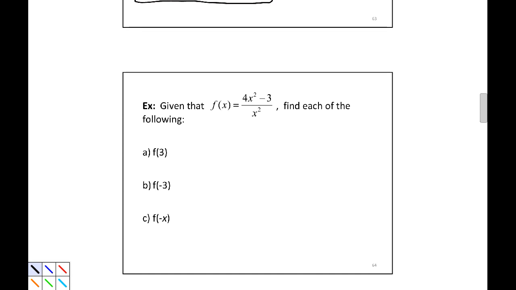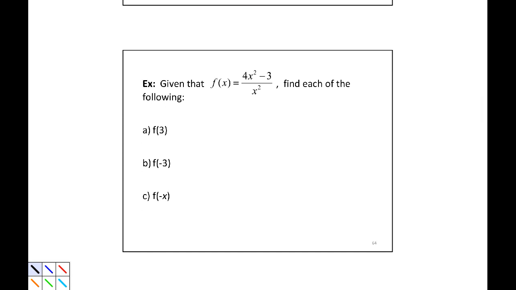Last example we have. Given that f of x equals 4x squared minus 3, quantity, divided by x squared, find each of the following. Well, I have f of 3, so that means my input is 3. So I'm going to write this as 4 times 3 squared minus 3, divided by 3 squared. Now I'll simplify this. So 3 squared is 9. So that this chunk here is 4 times 9, or 36. 36 minus 3 divided by 3 squared is 9. And that simplified 36 minus 3 would be 33, so 33 over 9.